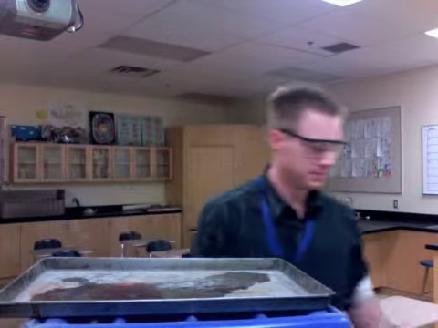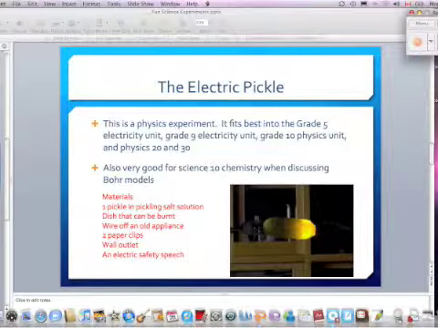Electric pickle fits very well into physics. It's the best for the grade 5 electricity unit, grade 9 electricity unit, grade 10 physics or chemistry units, as well as physics 20 and 30 when they do a lot with electricity.